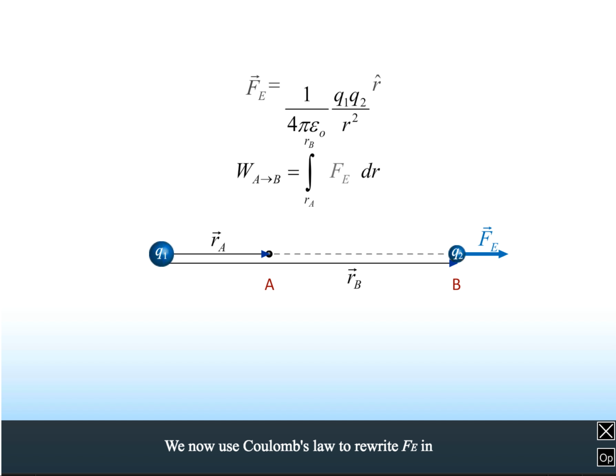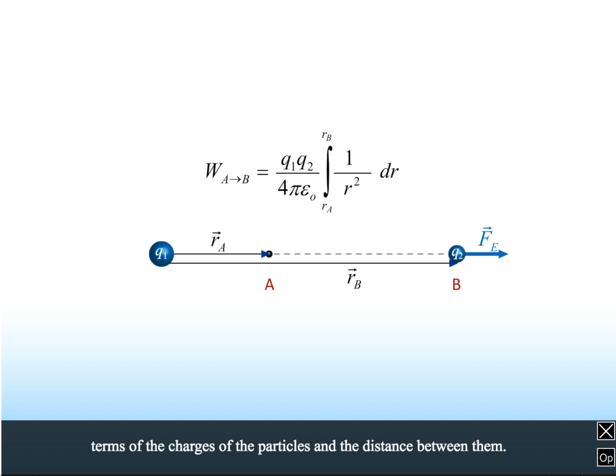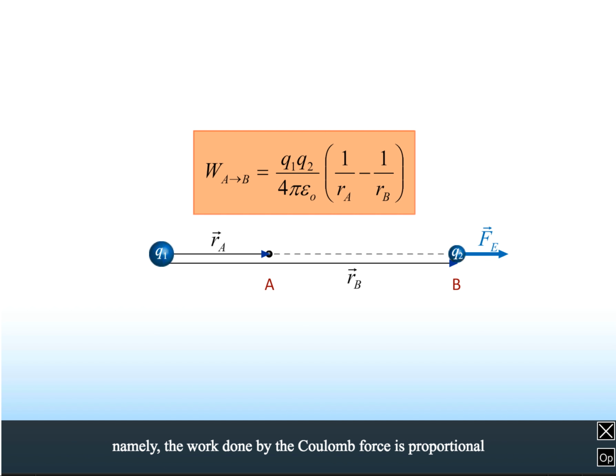We now use Coulomb's law to rewrite F sub e in terms of the charges of the particles and the distance between them. Integrating dr over r squared yields minus 1 over r, which evaluated between the limits gives us our final result. Namely, that the work done by the Coulomb force is proportional to the product of the charges and to the difference of the inverse distances.